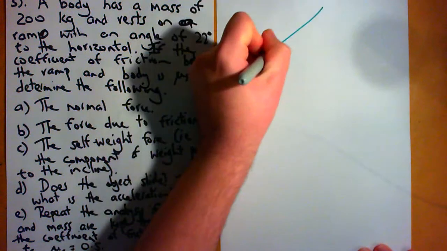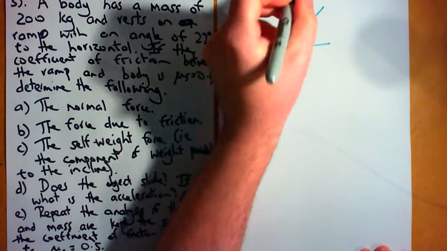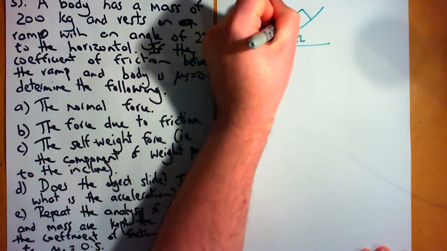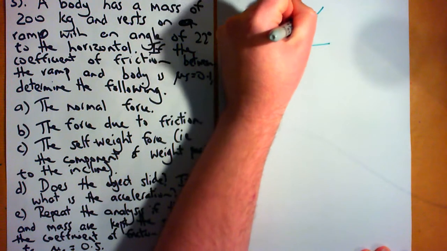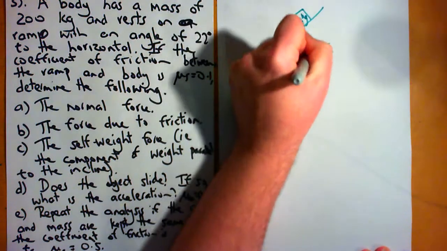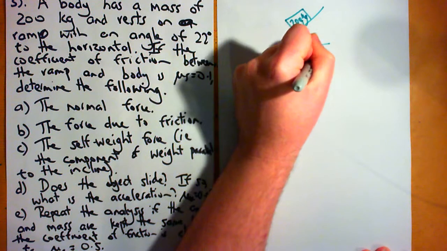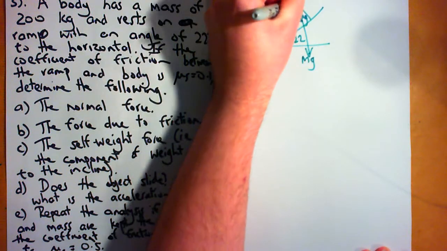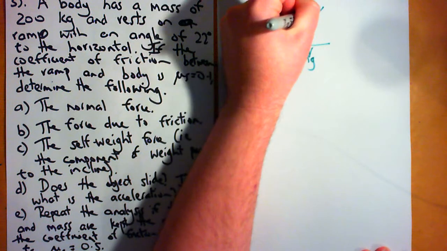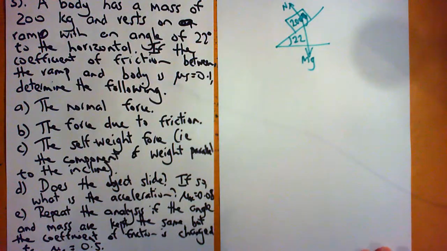So let's start by drawing a diagram of the situation, and we have a ramp which is 22 degrees to the horizontal. We have a 200 kilogram object on it, and let's draw our free body diagram. So we have a weight force, mass times gravity. We have a normal force which is perpendicular, and we also have a friction force.